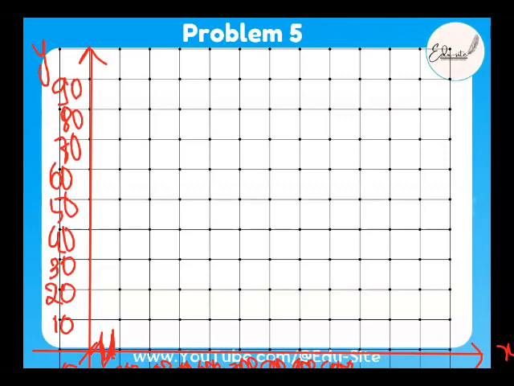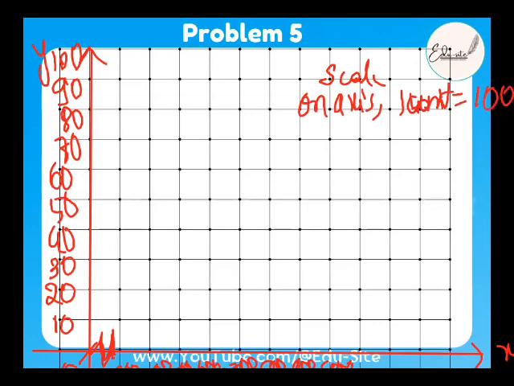Now please quickly tell me the scale on the x-axis. 1 unit is equal to what? 100 hours. Yes. And what is it on the y-axis? On the y-axis, 1 unit is equal to how much? 10 lamps, right? Yes, excellent, mashallah.